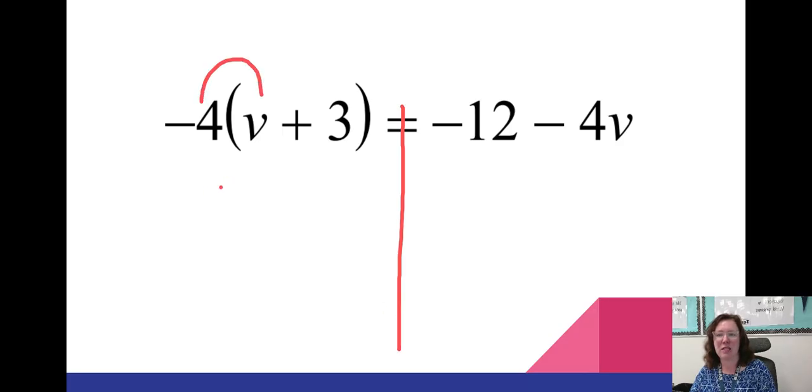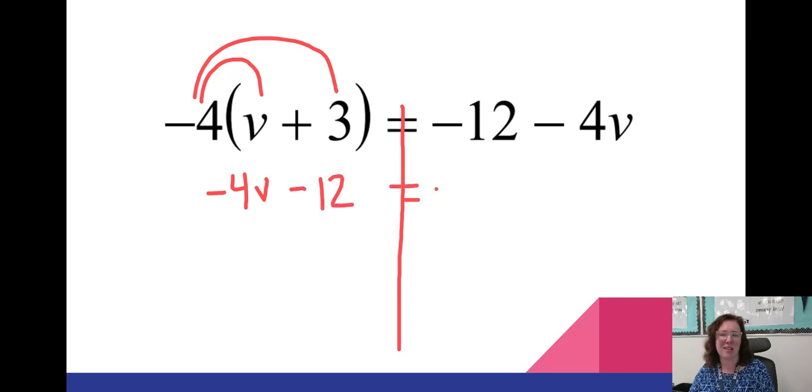Negative 4 times v is a negative 4v. Negative 4 times a positive 3 is a negative 12. Nothing to simplify on the other side. Now I'm going to point out, they're not in the same order, but this has a negative 4v, and this has a negative 4v. This has a negative 12, and this also has a negative 12.